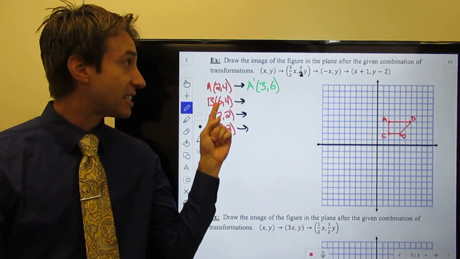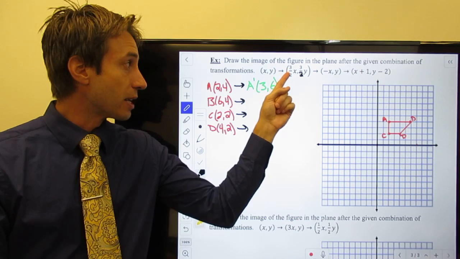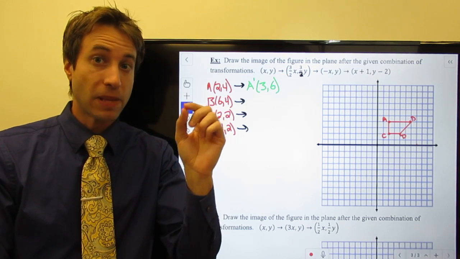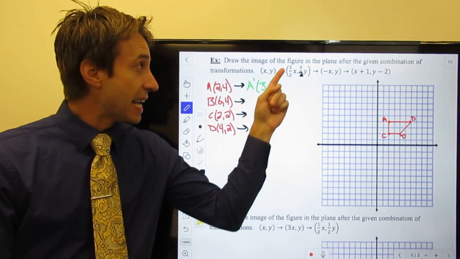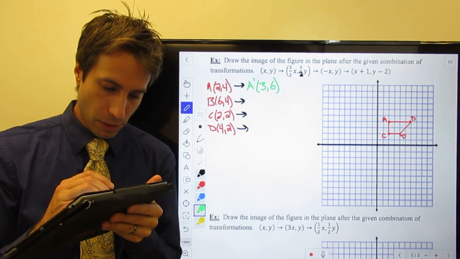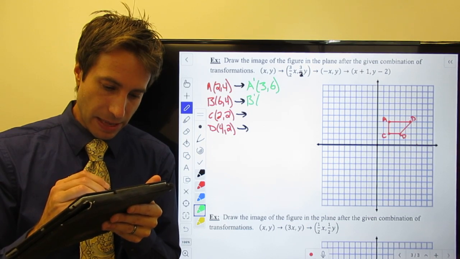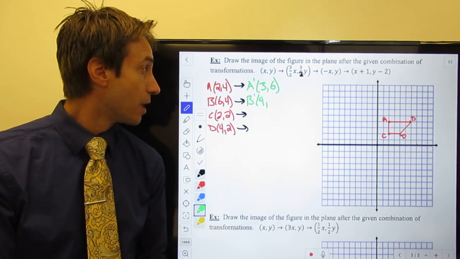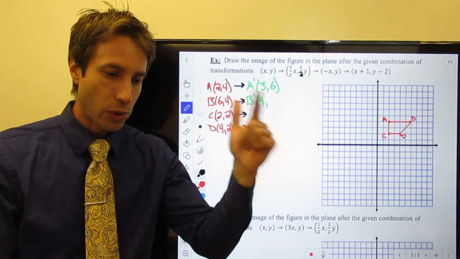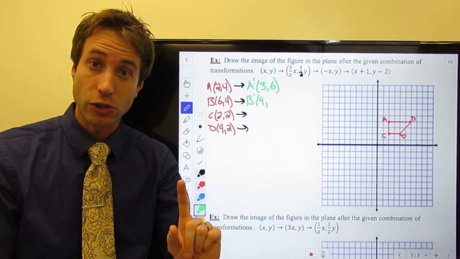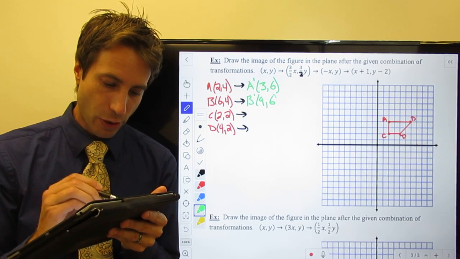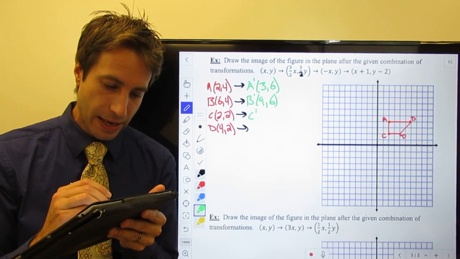You're going to multiply 6 by 3 halves. So 6 times 3 is 18. 18 divided by 2, 9. So B prime is going to be at 9. Keep going. 4 multiplied by 3 halves. Well, we've already seen this one. 4 times 3 is 12. 12 divided by 2 is 6. That's good mental math, guys. Hopefully you can see that in your head, right?